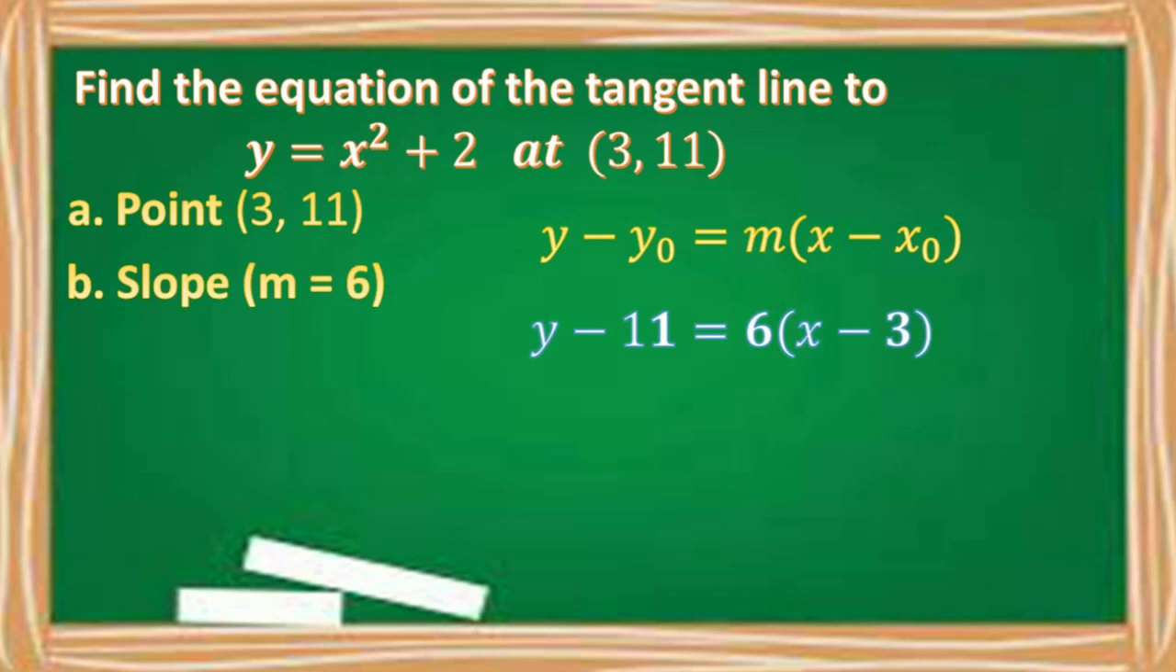Or if we may simplify the equation, we have y is equal to 6x minus 18 plus 11 by multiplying 6 by the binomial x minus 3 and moving negative 11 to the right side of the equation, becoming positive 11. Simplifying further, we have y is equal to 6x minus 7. So y is equal to 6x minus 7 can be also used as the equation of the tangent line.